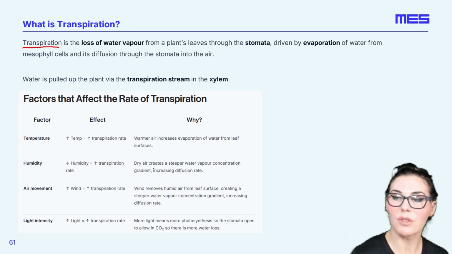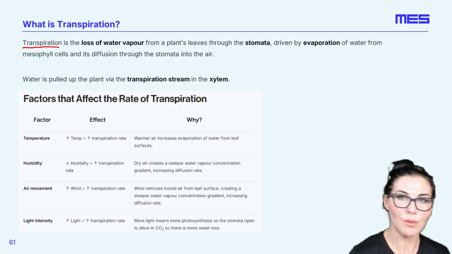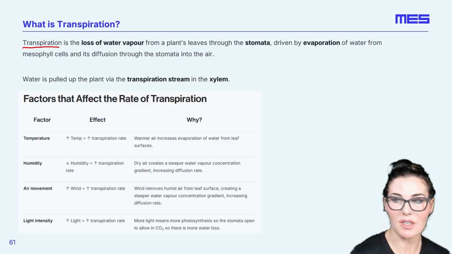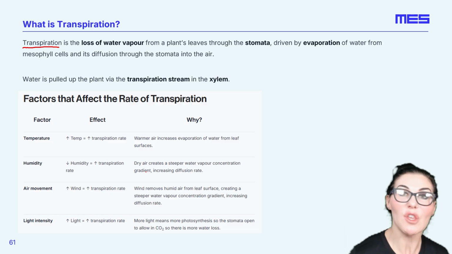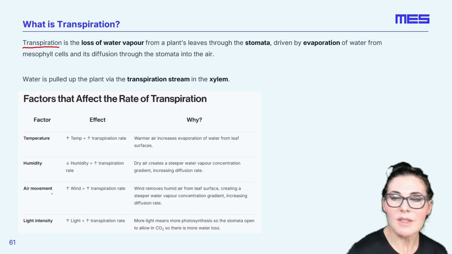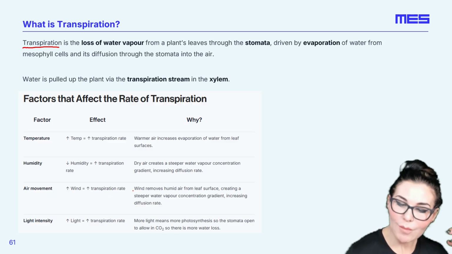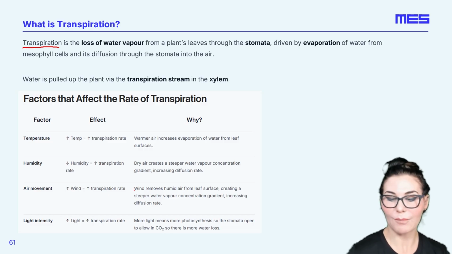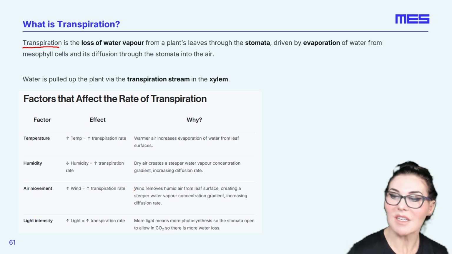Remember that dry air would create a really steep water potential gradient, or water vapour concentration gradient, between the inside and the outside of the leaf, and that means water is going to diffuse more efficiently, more effectively, faster out of the leaf on a very dry day, and it would be the opposite if it was a humid day. Air movement, we mean wind here, wind speeds. If there's more wind, transpiration rates will go up, because as the water vapour moves out of the leaf, it is then swept away by the wind and replaced by air that's depleted in water vapour. So it maintains that water vapour concentration gradient as well.